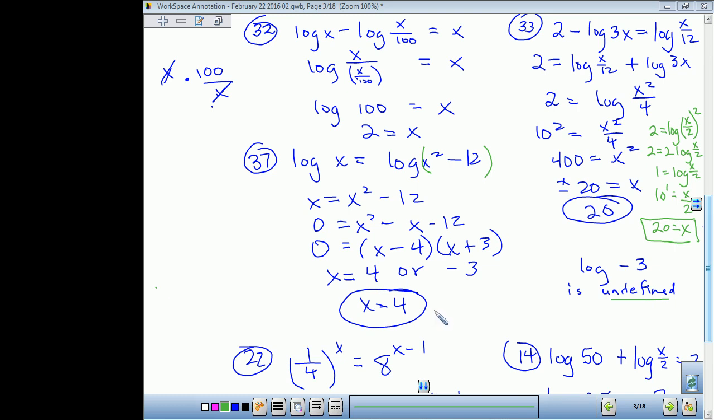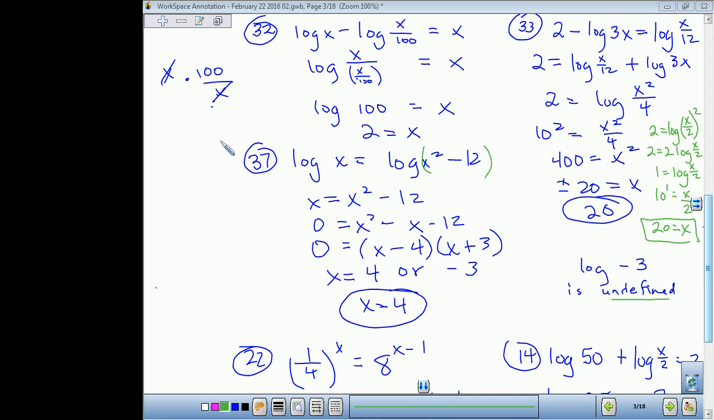Yes, Ben? I have 2 questions. On 32. How do you divide x by x over, what is that, negative 100? Okay, that's a good question. Whenever you have division of a fraction, I always rewrite it as multiplying by the reciprocal. So the numerator stays the same, we multiply by the reciprocal of the denominator. So this flips, and the x's cancel.